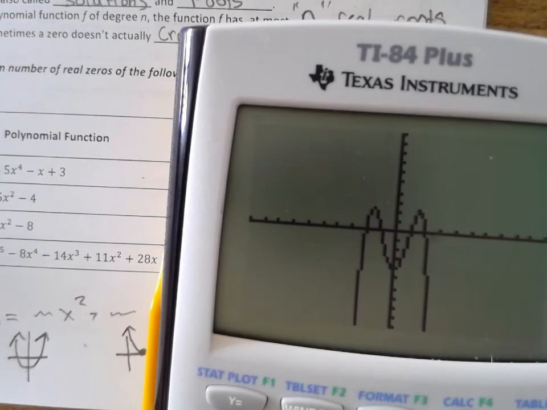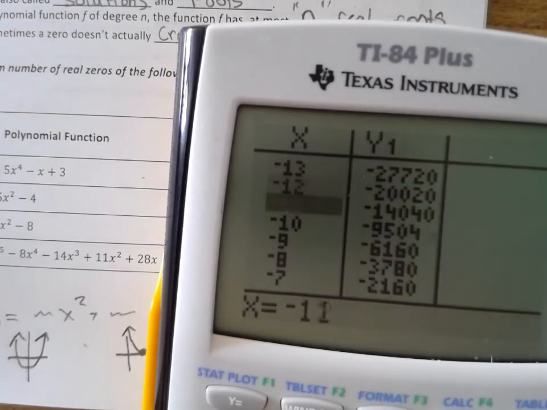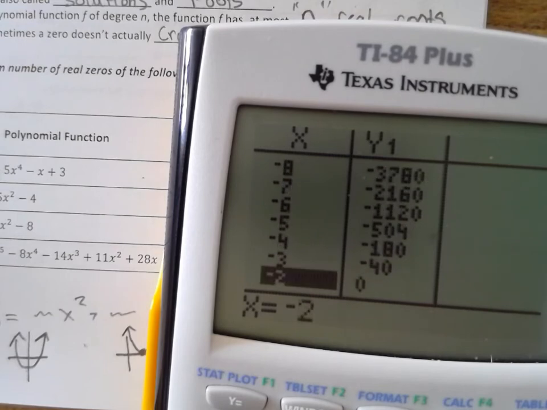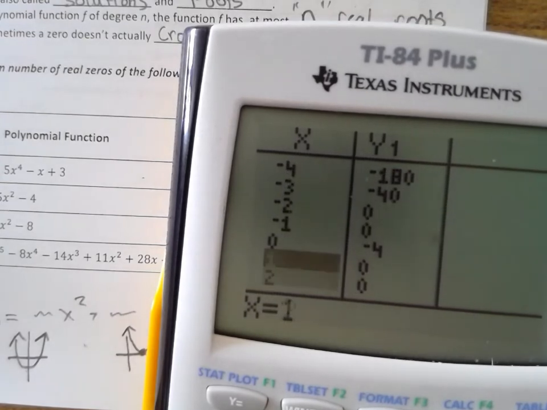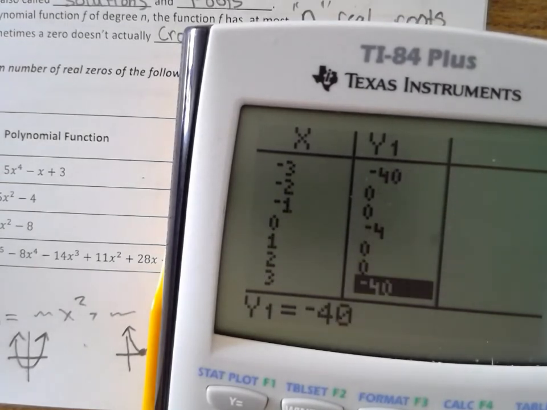Let's go to our table. Look, if I go to negative 2, look, it's a 0. Boom. What about negative 1? Oh, yes. Ooh, 1, 0. Oh, yeah, look at that. There's all my zeros right there. Right, because you're wanting the y value to be 0.